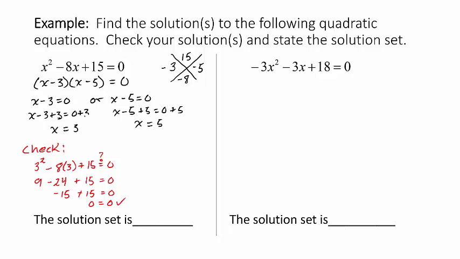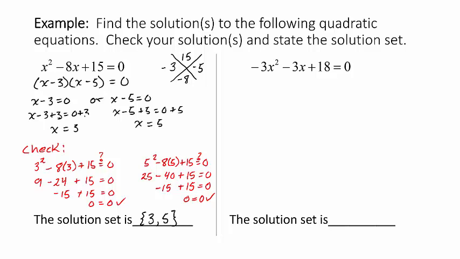And what about 5? Is that a solution? So I'd have 5 squared minus 8 times 5 plus 15 equals 0. Is that equal? Okay, so 25 minus 40 plus 15. 25 minus 40 is negative 15, plus 15 is equal to 0. Okay, so is this a true statement? It is. All right, so the solution set includes 3 and also 5.